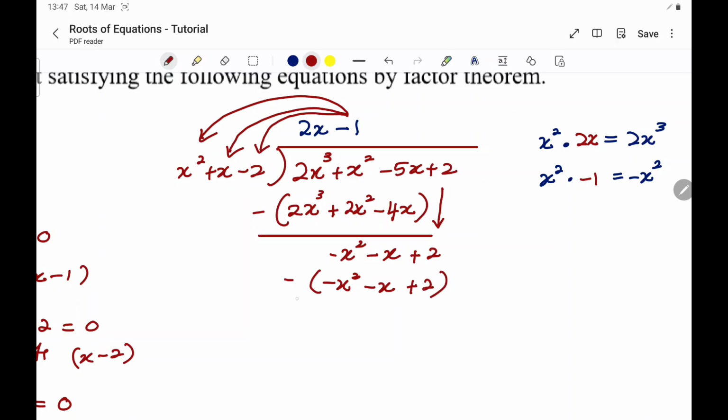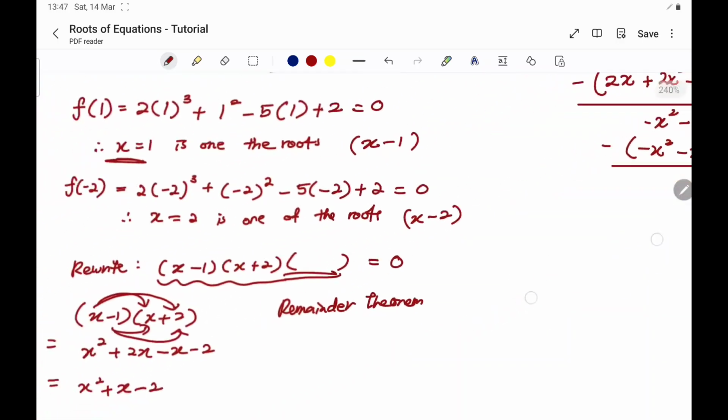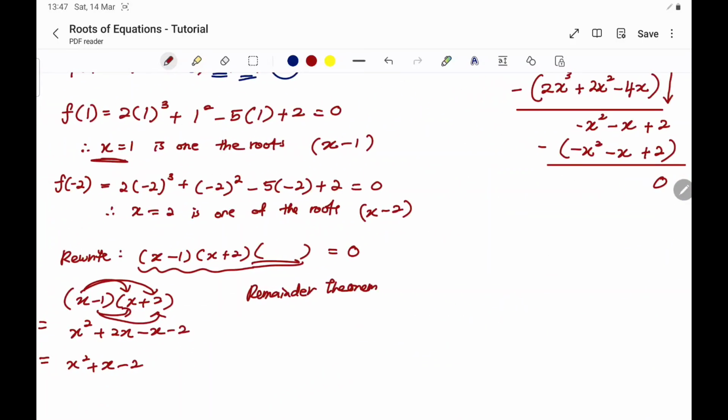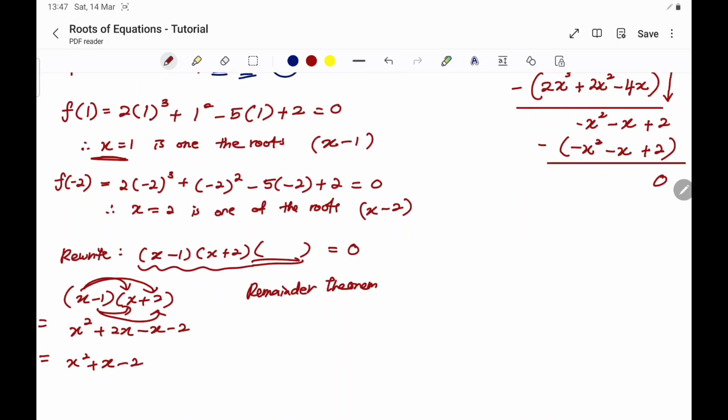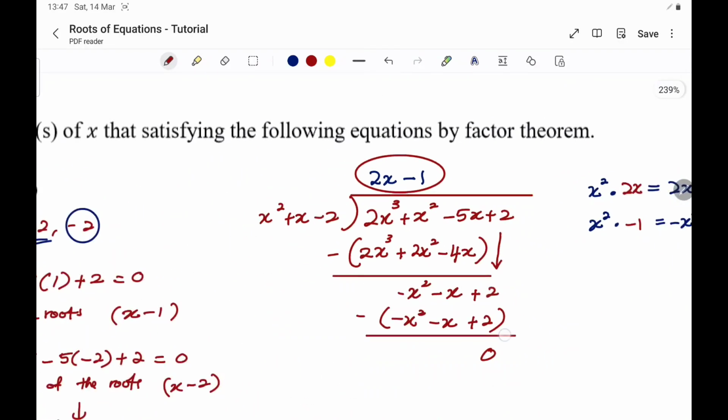So you put bracket here, put minus, and if you see both of these are the same, so you're going to get remainder equal to 0. So that's it. Right now one of your factors for this question is 2x minus 1. Just now when we rewrote, we have x minus 1 and x plus 2, so we have to find another one, which we already got from the long division, 2x minus 1.